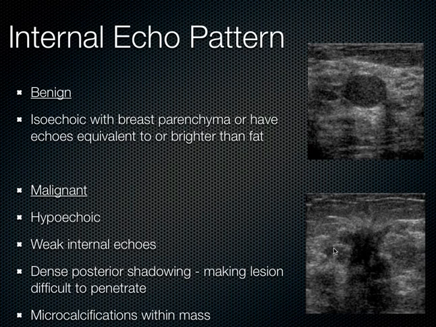It's hypoechoic with very weak internal echoes, and then there's often shadowing posteriorly. And this makes the lesion harder to penetrate because of the material that these malignancies are made up of, which causes more shadowing. And sometimes there are even microcalcifications within these masses that obviously also are going to cause more shadowing. So benign, more isoechoic; malignant, hypoechoic.